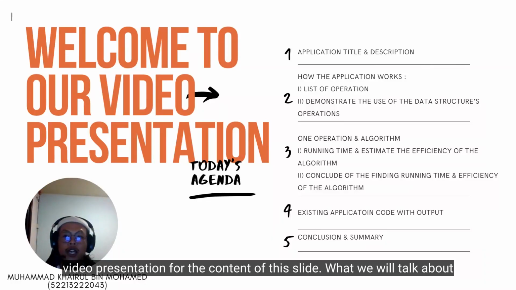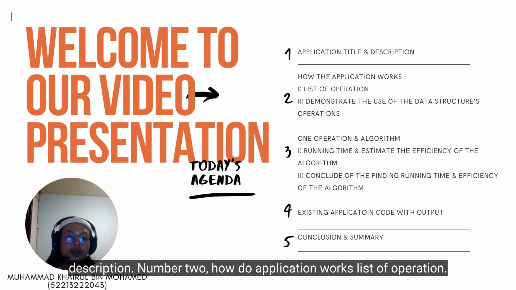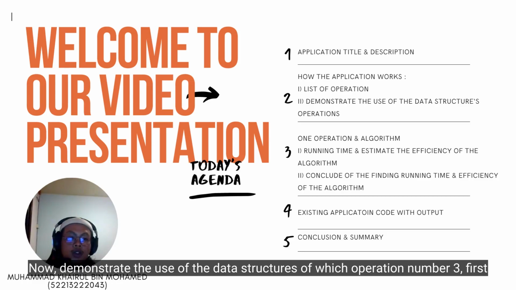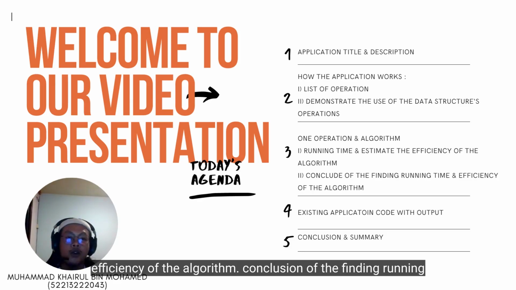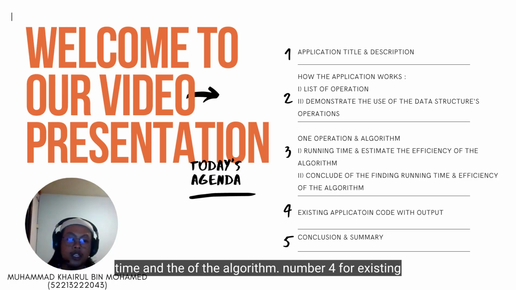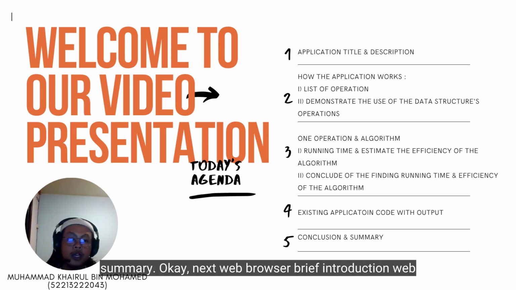For the content of this slide, what we will talk about is: number one, application title and description. Number two, how the application works, list of operations, and demonstrate the use of the data structure operations. Number three, one operation and algorithm, running time and estimate the efficiency of the algorithm, conclusion of the findings, running time of the algorithm. Number four, existing application code with output. Number five will be conclusion and summary.